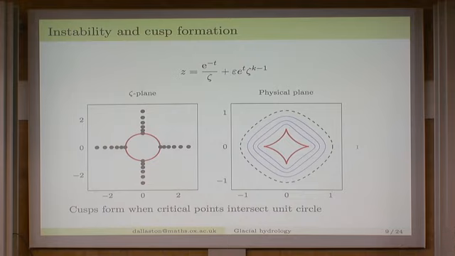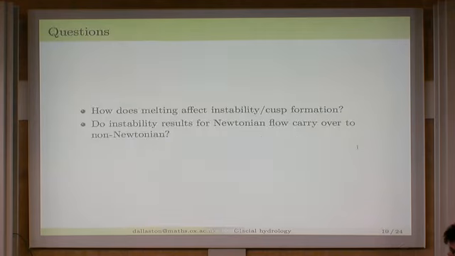So if we want to take this theory of 2D Stokes flow and try to apply it to the problem of the channel in the ice, two questions arise. Firstly, how does that interior melting affect this folding type instability you see in 2D Stokes flow? And secondly, does this instability we see in Newtonian Stokes flow carry over to non-Newtonian Stokes flow?